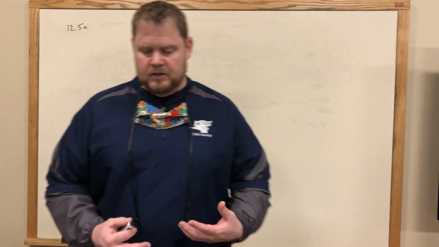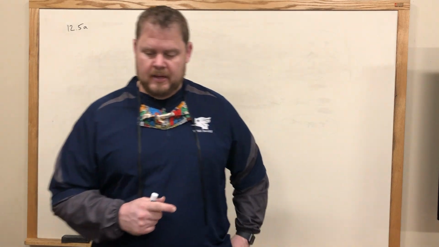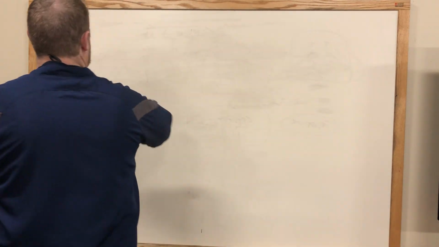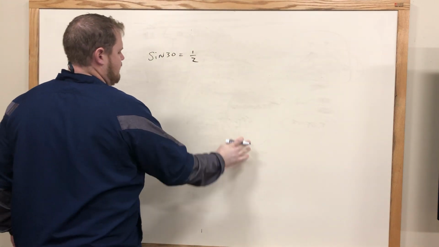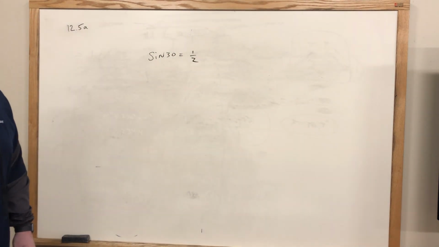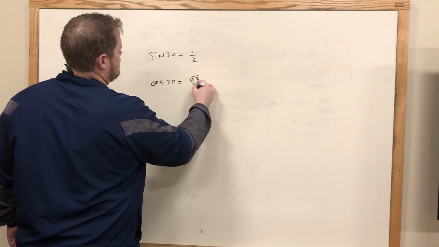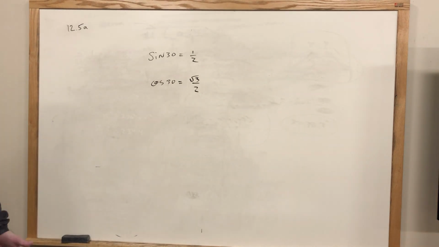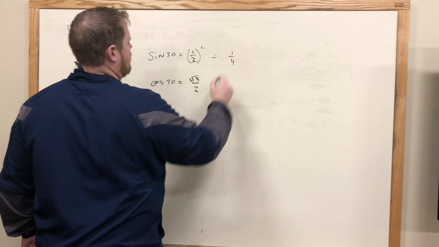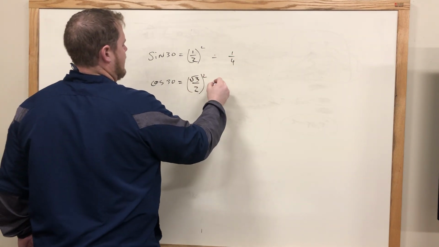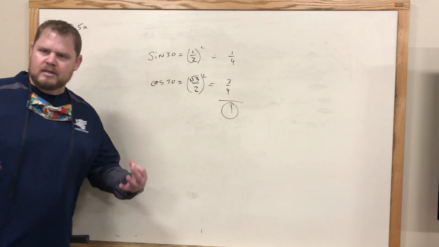So let's think about this for a second. What would sine squared x be of 30? Remember, let's talk through what sine 30 is. Sine 30 is equal to 1/2. Good, you should all have this memorized. What would cosine 30 be? Square root of 3 over 2. Good. Now if I square both of those, what do I get? 1/4. If I square this one, what do I get? 3 over 4. Add those together, what do I get? 1. Notice that it comes out to equal 1.